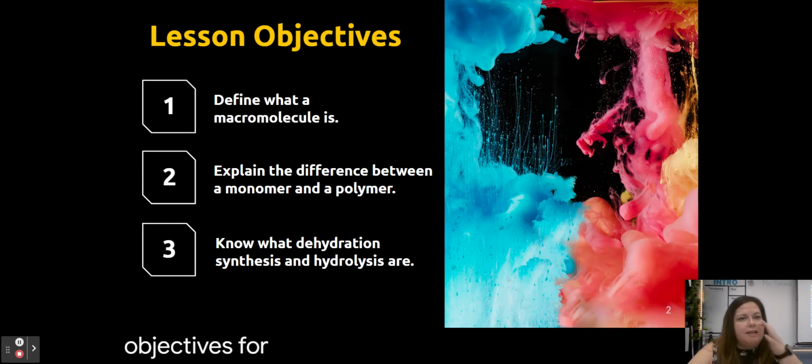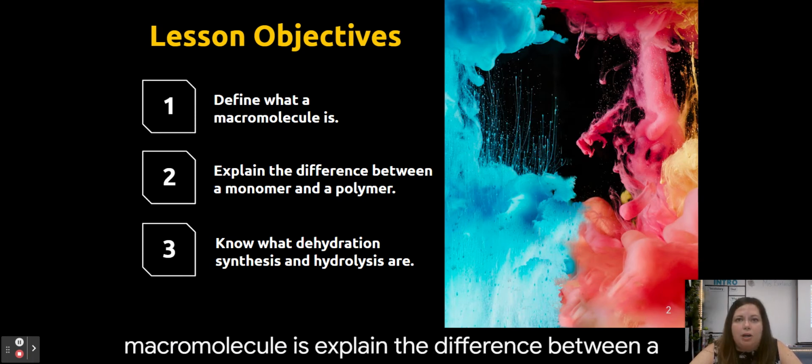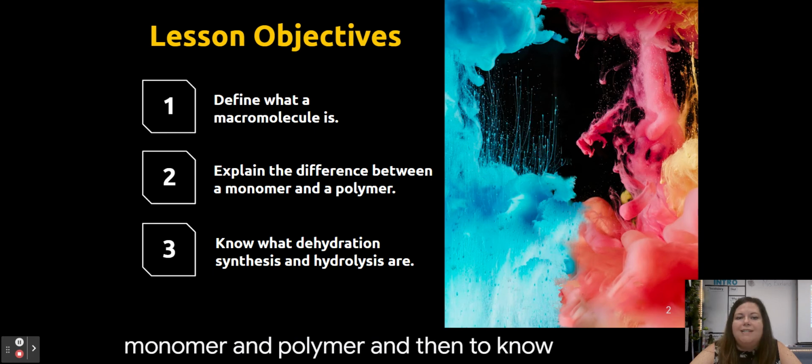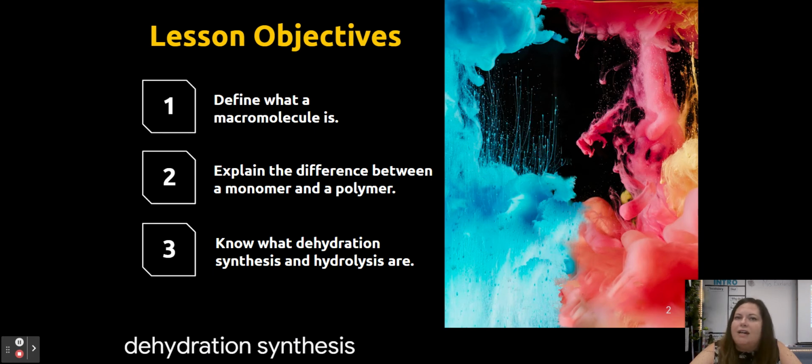Our objectives for this lesson are to define what a macromolecule is, explain the difference between a monomer and a polymer, and then to know what dehydration synthesis and hydrolysis are.